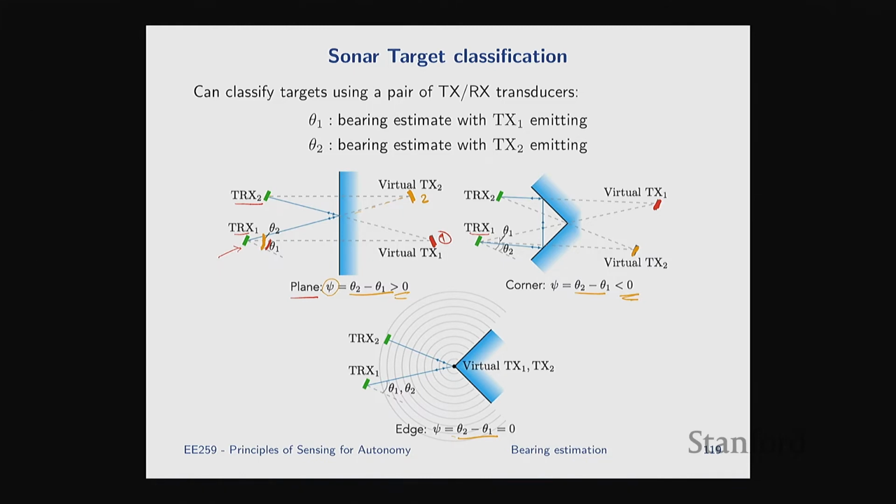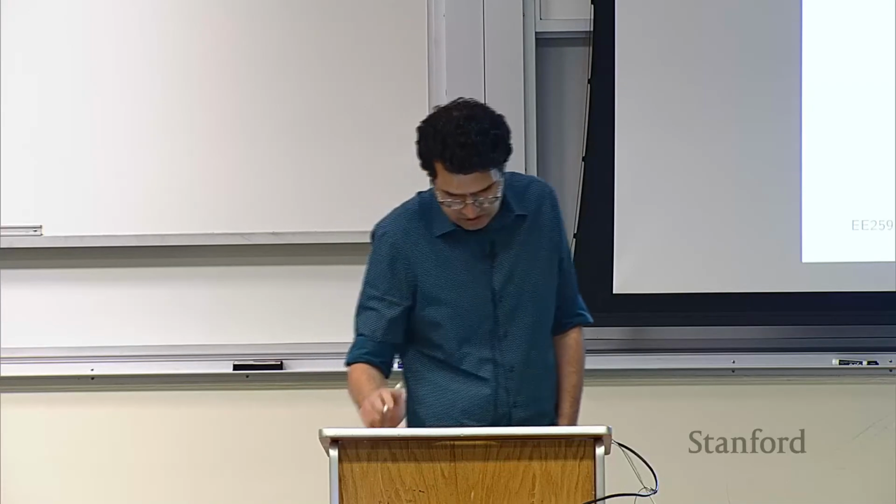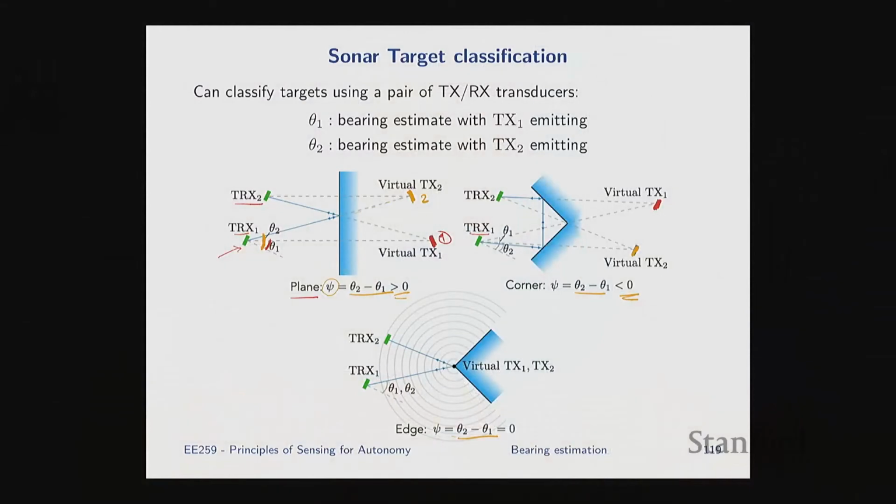Any questions? Yes? Just trying to say, the varying angle, my understanding was that the angle between the transmitter and the receiver was the same. In the first case, shouldn't theta 1 be 0? First case, is it the plane you mean? Why would it be 0? Could you say that again? The varying angle would be the angle between the virtual TX1 and TRX1, right?